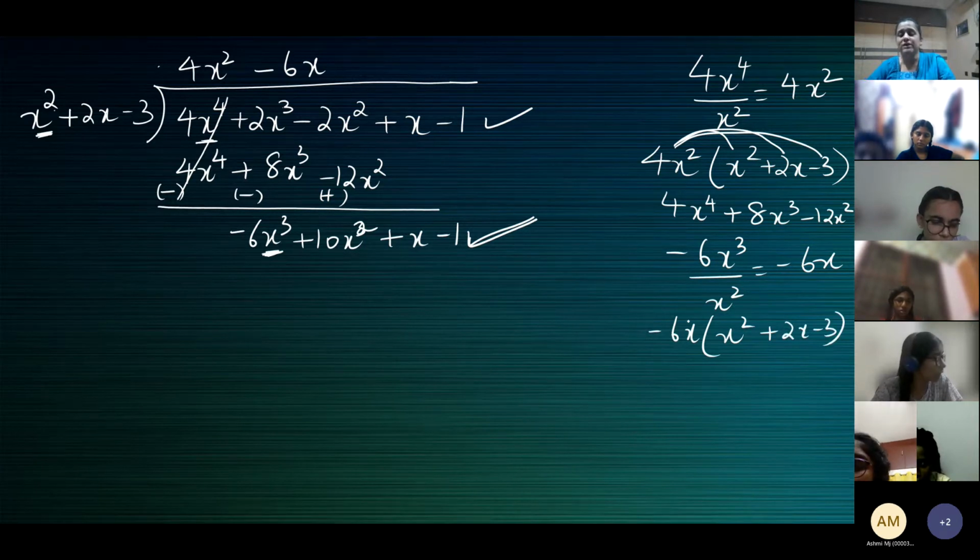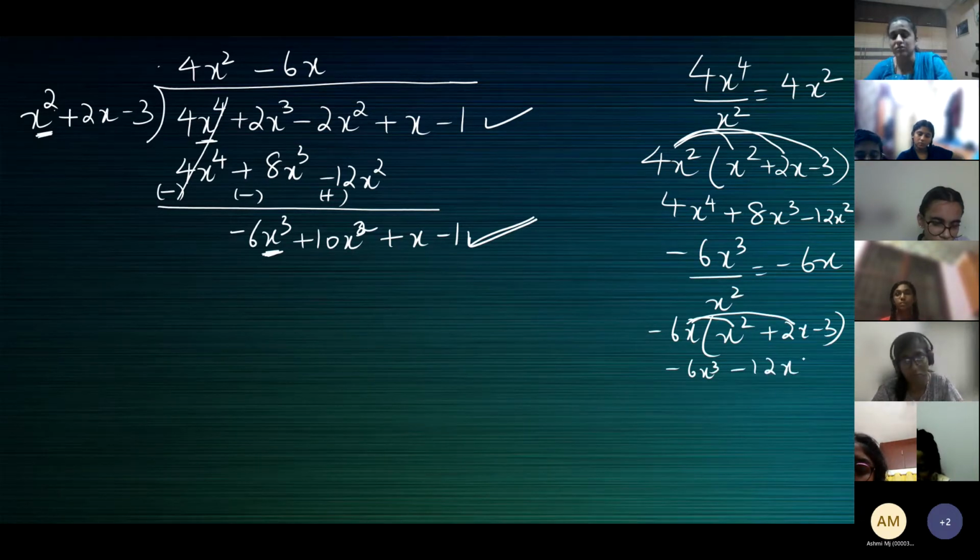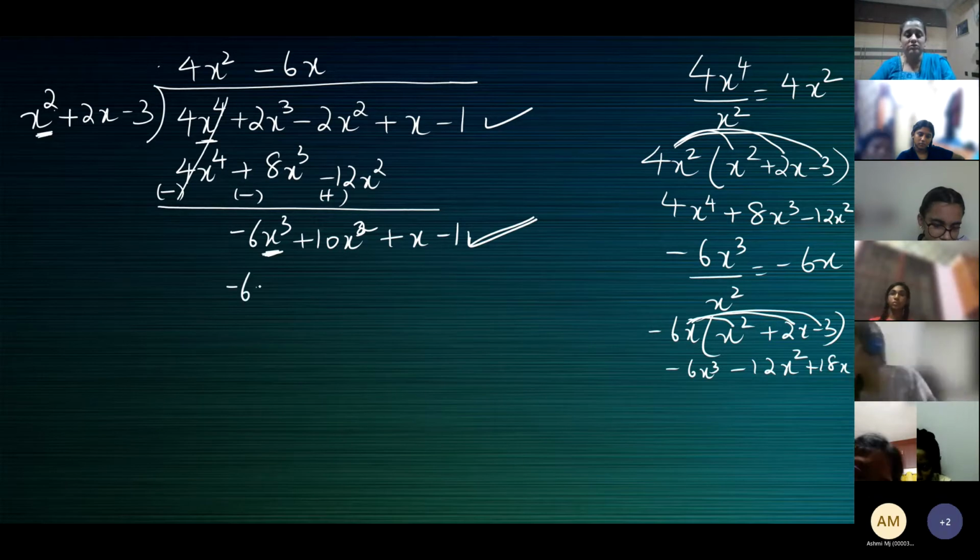So what do you get? Minus 6 into x squared, minus 6x cubed, minus 6x into plus 2x, minus 12x squared. And minus 6x into minus 3 will be plus 18x. Minus into minus is plus, 6 threes are 18x. You need to write the product below here: minus 6x cubed minus 12x squared plus 18x.